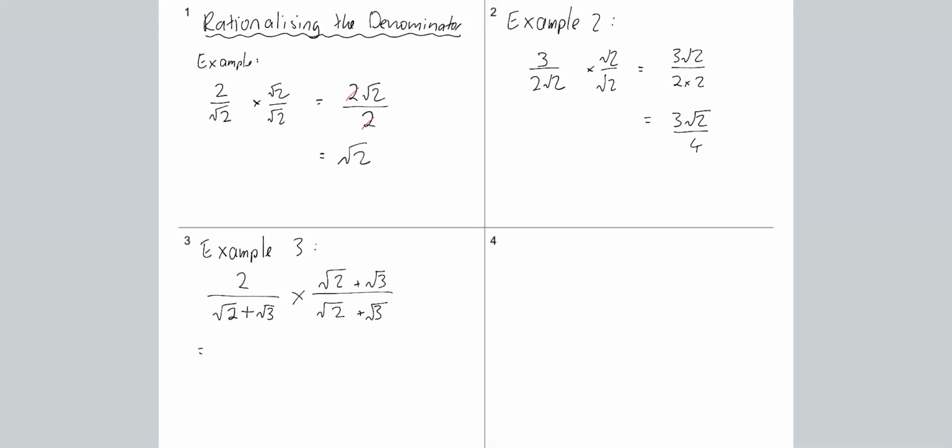Alrighty, so let's do that. On the top, remember we're multiplying the whole of the two tops there. So it's 2 multiplied by root 2 plus root 3. And on the bottom, I've got root 2 plus root 3 multiplied by root 2 plus root 3. Now these are absolutely equivalent fractions. This is absolutely the same as this, but will it work?